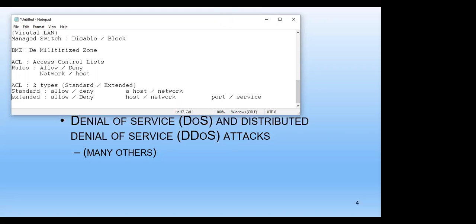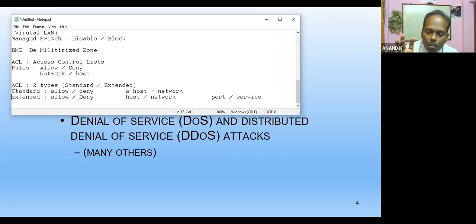Sir, DMZ is a classical network, sir. Sorry? DMZ is a classical network. It's the same network. You are only classifying the servers, the internet facing servers, nothing else.